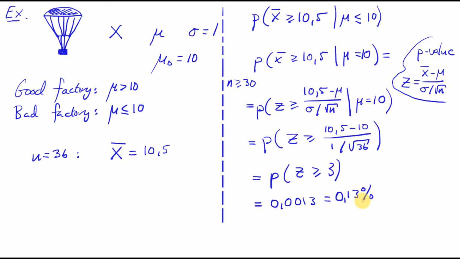So this is a very small p-value. That means that it's not likely that the bad factory gave us the mean we got. So we can with large probability conclude that the factory is good. So we say that we conclude that the factory is good with a p-value of 0.13%.